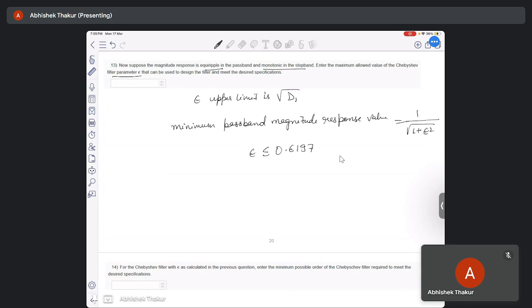Because 1 by square root of 1 plus epsilon square should be greater than 1 minus delta 1. Now delta 1 is the passband tolerance. We can substitute the value. After substituting, we will get epsilon should be less than or equal to 0.61. Enter the maximum allowed value, it's asking. So epsilon will be 0.6197. So the maximum allowed value is 0.6197.